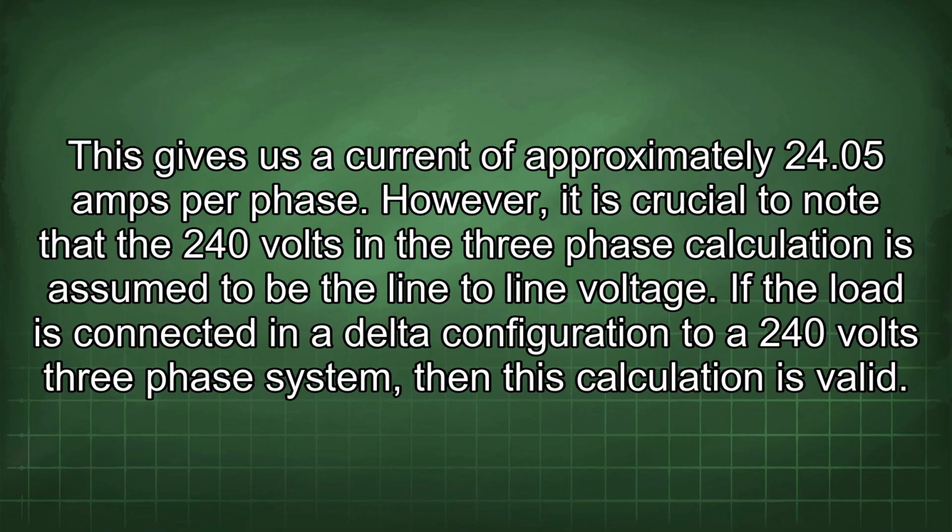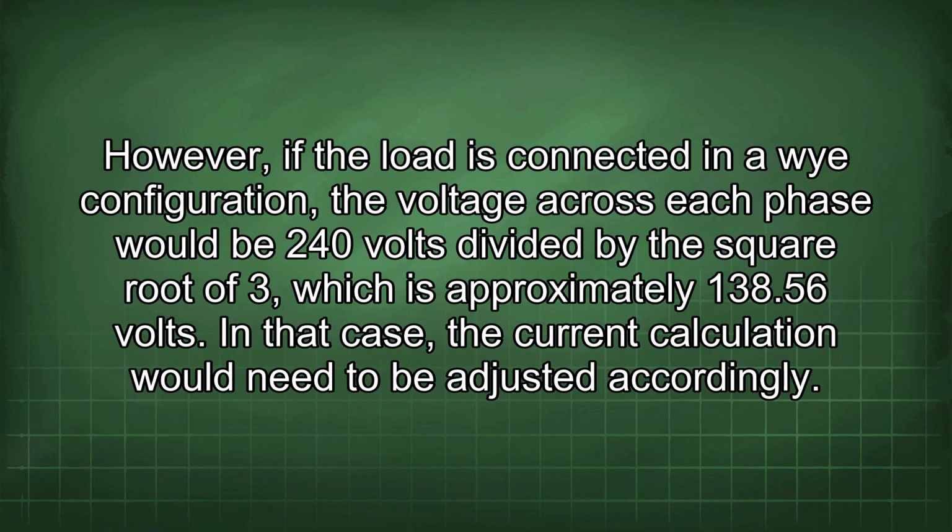However, it is crucial to note that the 240 volts in the three-phase calculation is assumed to be the line-to-line voltage. If the load is connected in a delta configuration to a 240 volt three-phase system, then this calculation is valid. However, if the load is connected in a Y configuration, the voltage across each phase would be 240 volts divided by the square root of 3, which is approximately 138.56 volts. In that case, the current calculation would need to be adjusted accordingly.